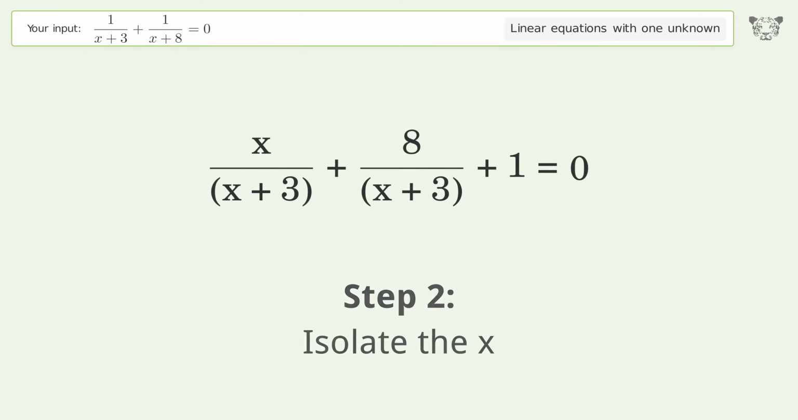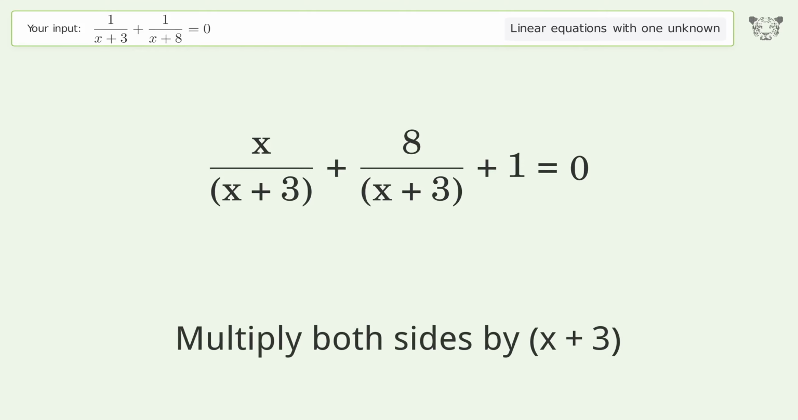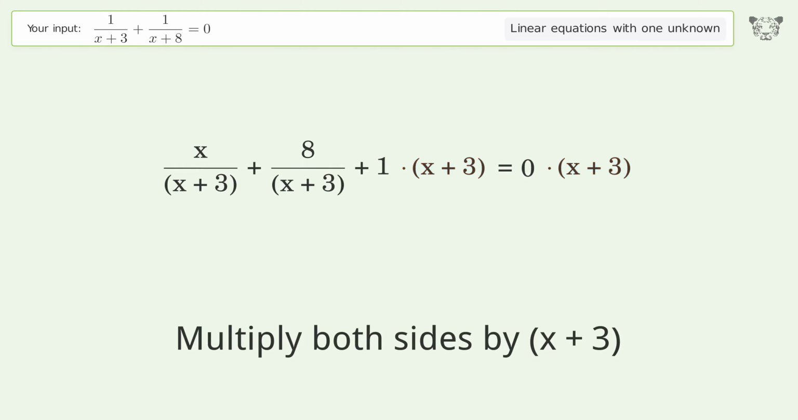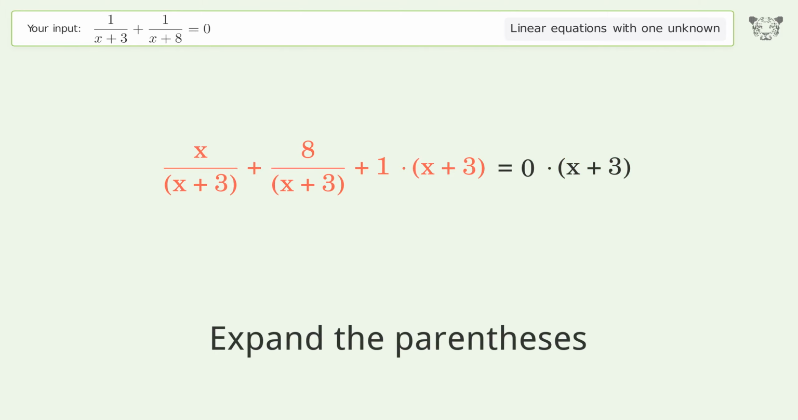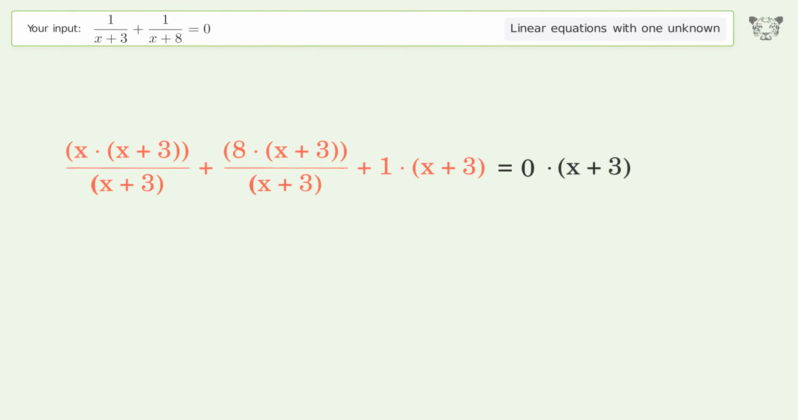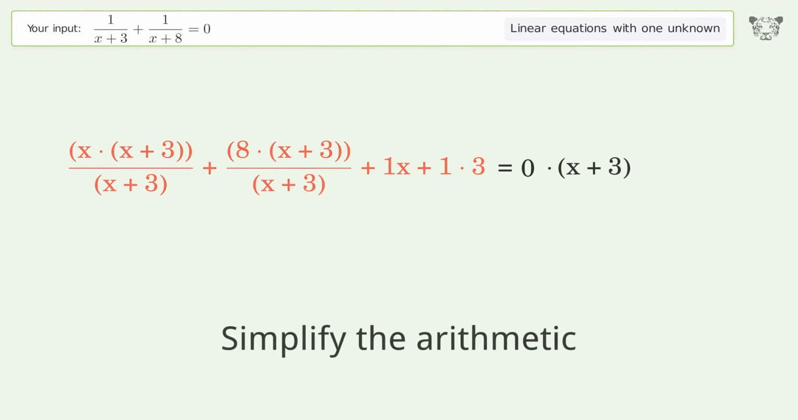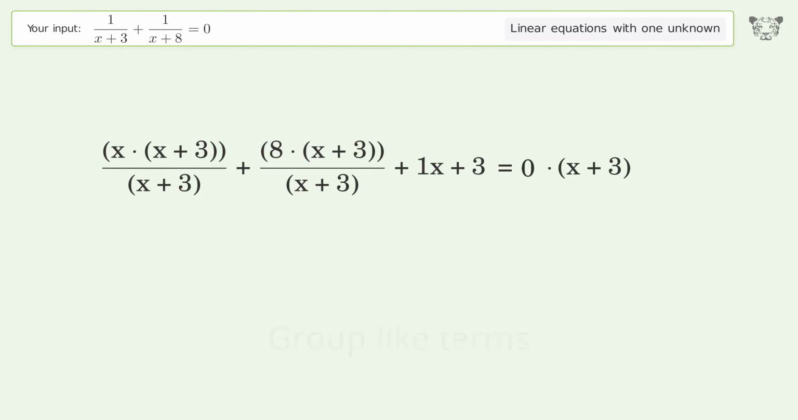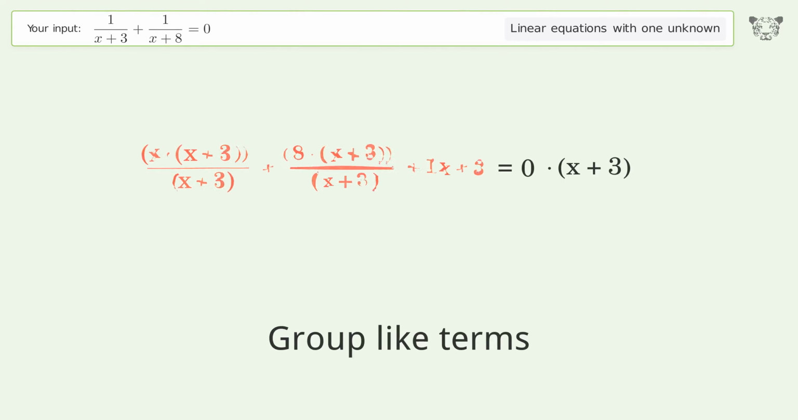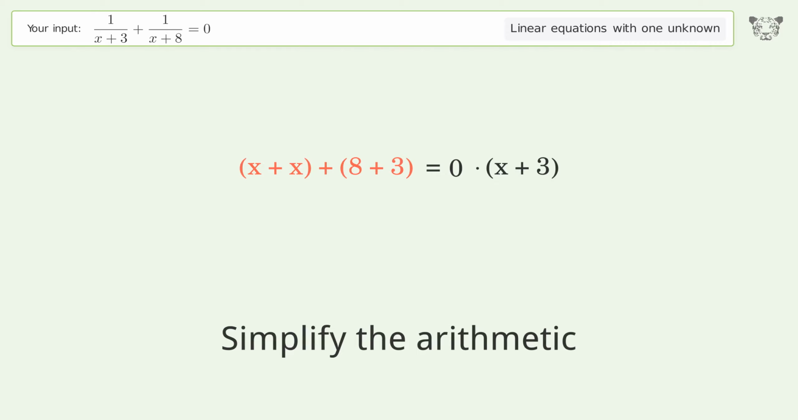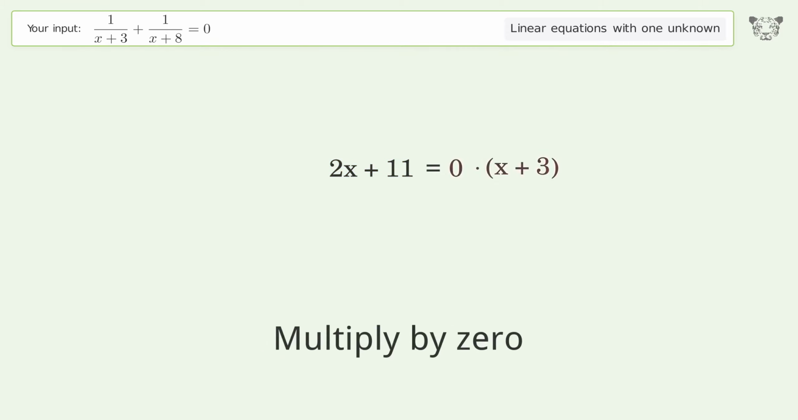Isolate the x. Multiply both sides by x plus 3. Expand the parentheses. Simplify the arithmetic. Group like terms. Simplify the arithmetic. Multiply by 0.